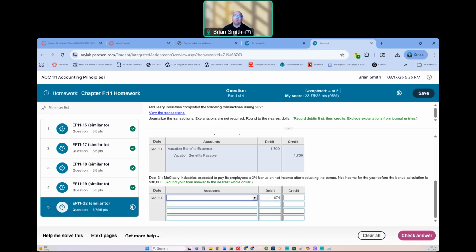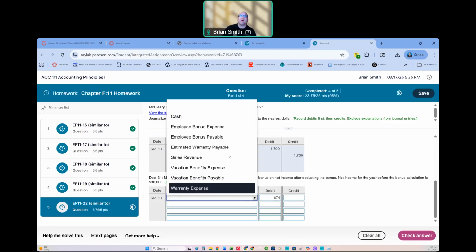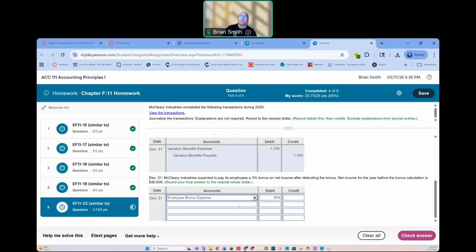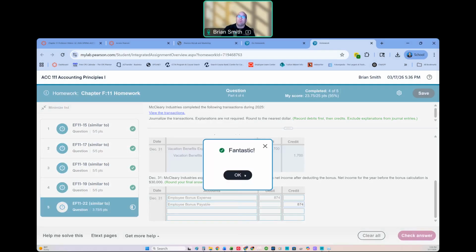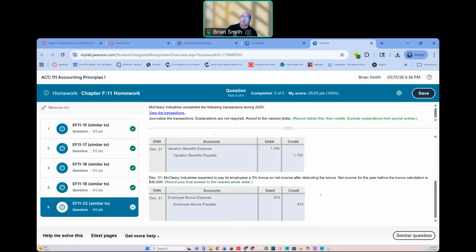So we're going to do bonus. Let's find out what bonus things they get. Employee bonus expense, employee bonus payable. Again, I'm doing this off of memory, so I got it right, but just write down that formula like I told you to.